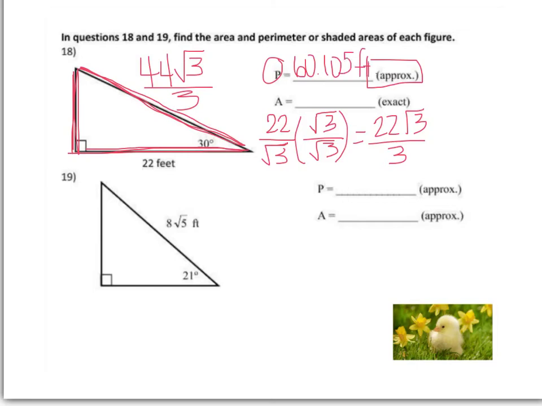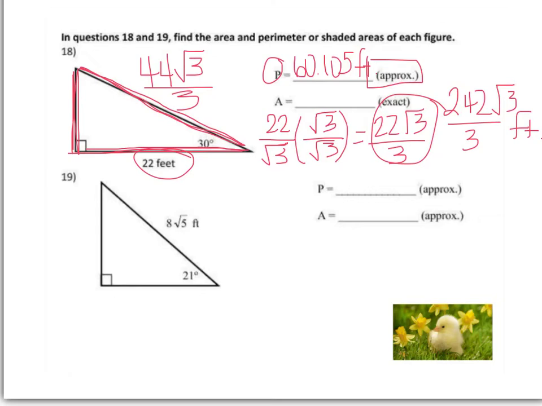Okay. Now for the area, I'm going to multiply 22 times 22 root 3 over 3 and divide by 2. You can actually see the work for that on the answer key, but you get 242 root 3 over 3 feet. And I'm not going to take the time in the video to show you how to simplify all that because you can see the simplification process on the actual answer key that's posted to Edline.